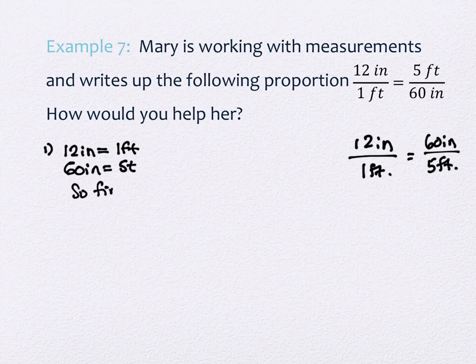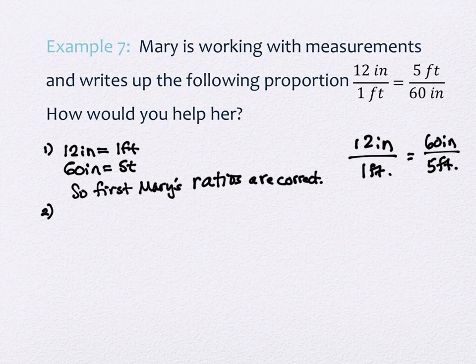So first, I'm going to say Mary's ratios are correct. She has correct ratios. But she has something wrong with her units, like Taryn said. And the thing that's wrong with her units, like Jamora said, is that there's something that's flipped upside down, right? So her units aren't lining up.